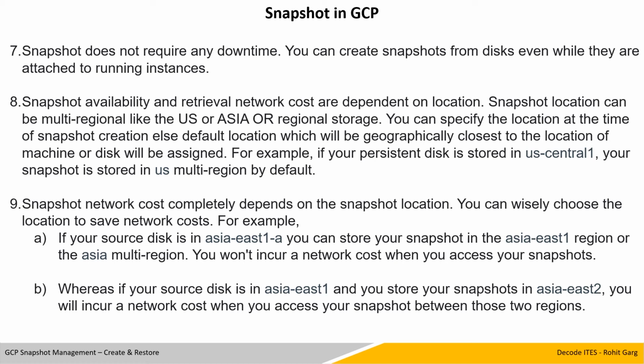Whereas if your source disk is in Asia East 1 and you store your snapshot in Asia East 2 or some other region, then it will incur a network cost when you access your snapshot between two regions. Anyone planning or scheduling snapshots needs to take care of these things so that you can use your budget wisely and reduce the cost by efficient or smart planning.